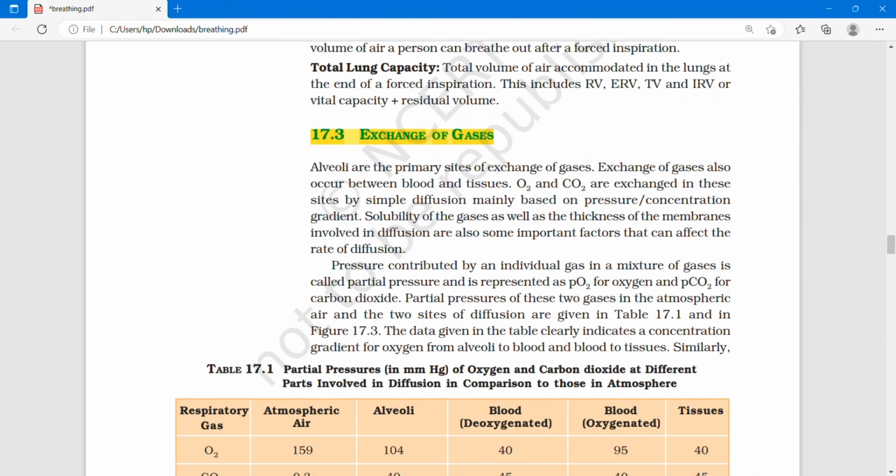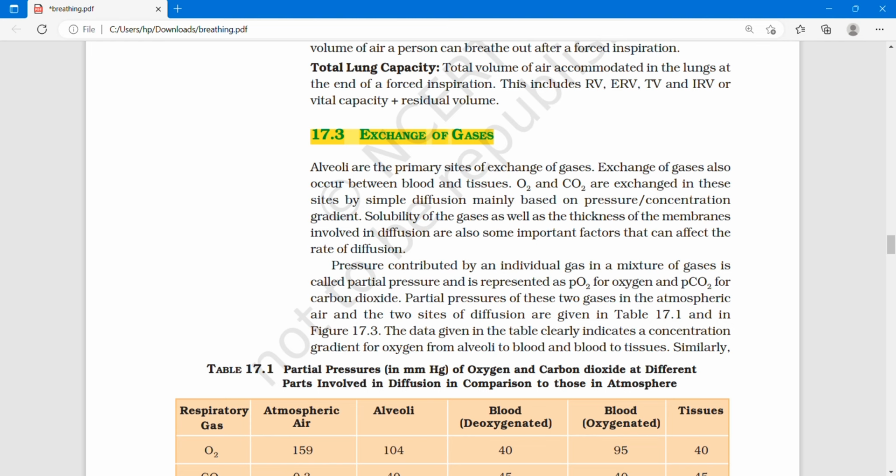Alveoli are the primary sites of the exchange of gases. Exchange of gases also occurs between blood and tissues. O2 and CO2 are exchanged in these sites by simple diffusion, mainly based on pressure/concentration gradient. Solubility of the gases as well as the thickness of the membranes involved in diffusion are also important factors that can affect the rate of diffusion. Pressure contributed by an individual gas in a mixture of gases is called partial pressure and is represented by PO2 for oxygen and PCO2 for carbon dioxide.